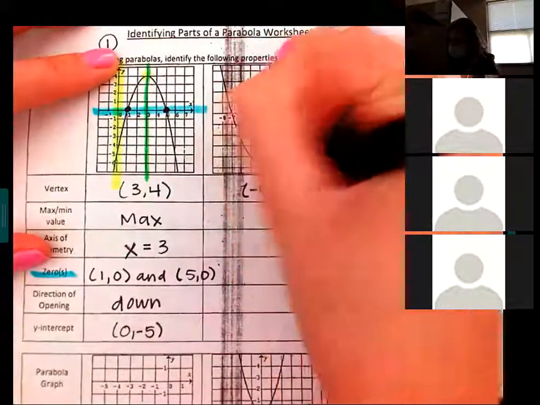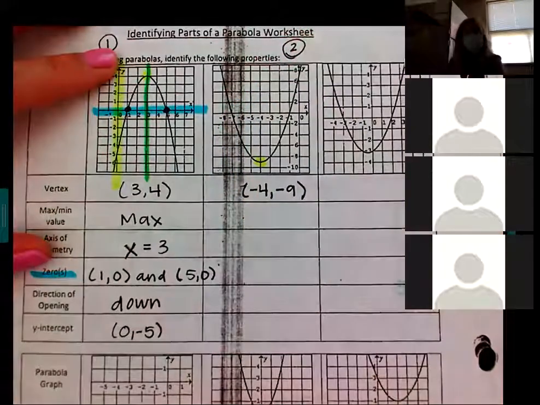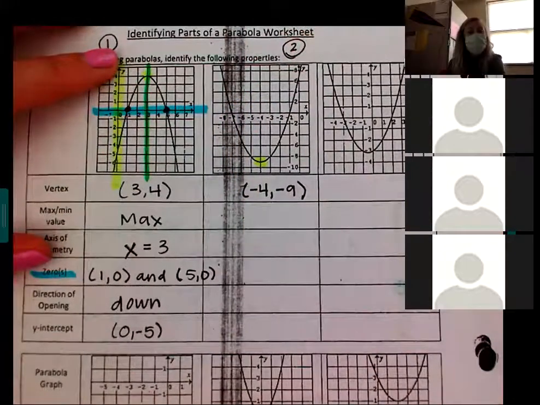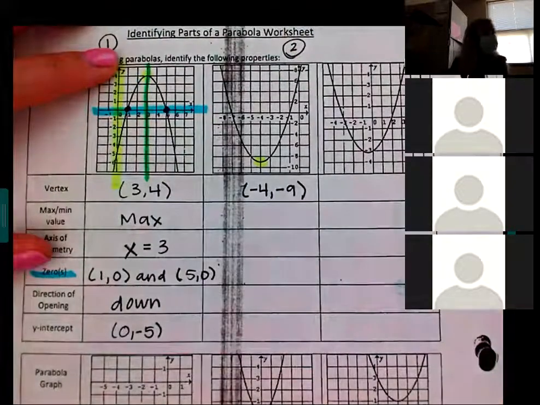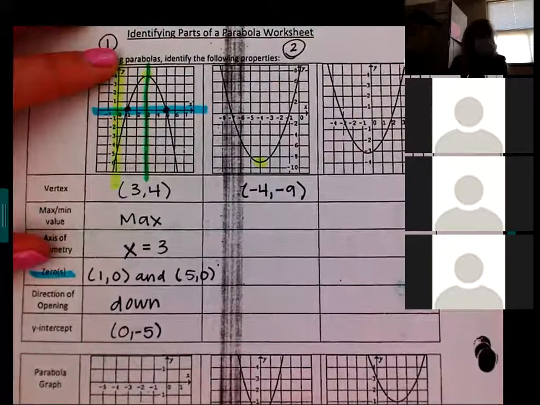-4. I love that y'all said the x first this time, though. That was very good. X first, -4, then -9. Because it's in between 8 and 10, so that would be 9. And it went down, so that means it's negative, right? Yes? Yeah. All right, fantastic, Rodney.